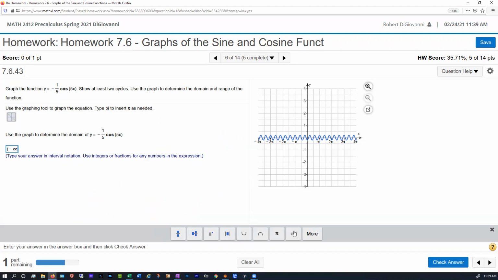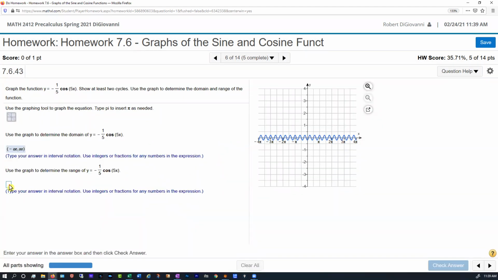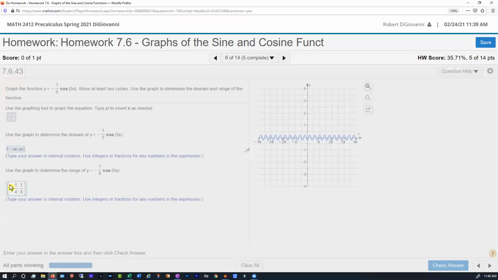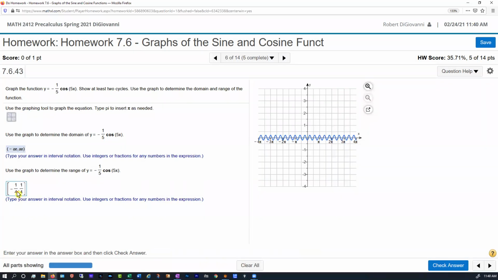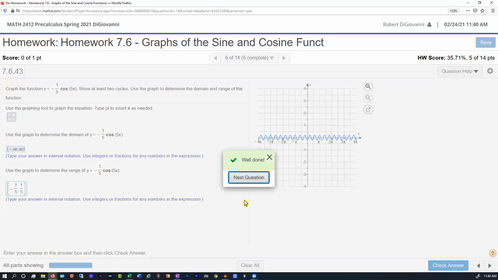Negative infinity to infinity. And the range, this time, the range is not -1 to 1, it's -1/4, because that's the y value that comes out, to +1/4. That's the biggest we get. So, wait a minute. Oh, 1/5. Sorry, I wrote the wrong number there. I don't know where I got the 4 from. -1/5 to 1/5. All right.